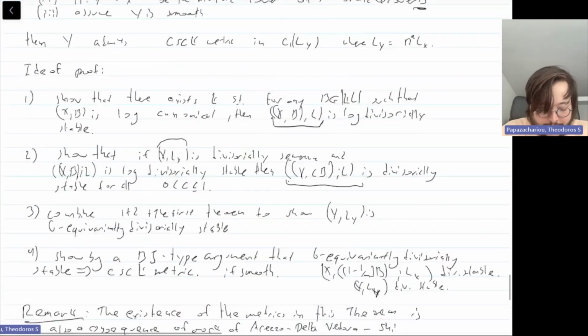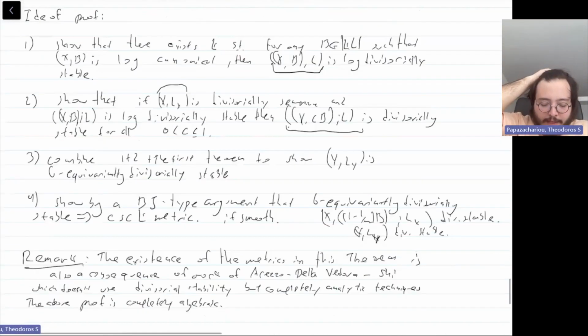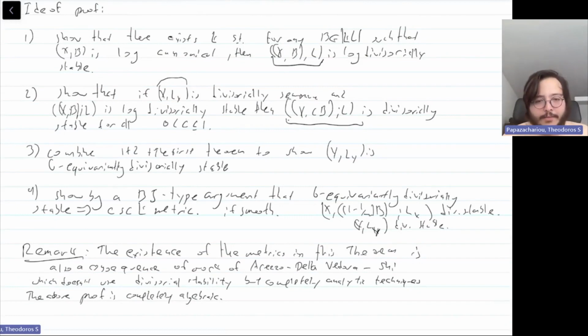The second remark is that the existence of the metrics, the last part of the theorem, is also a consequence of recent work of Arezzo, Della Vedova, and Shi. But the whole point about this other approach is that it doesn't use divisorial stability, obviously, because it didn't exist when they put out the paper. It uses completely analytical techniques, which are very, very different from anything I really discussed here. And this kind of proof is really the first proof which is completely algebraic in showing the existence of cscK metrics.